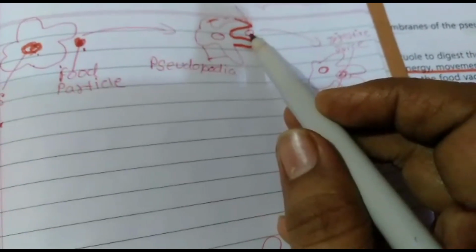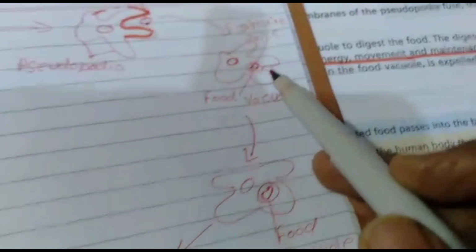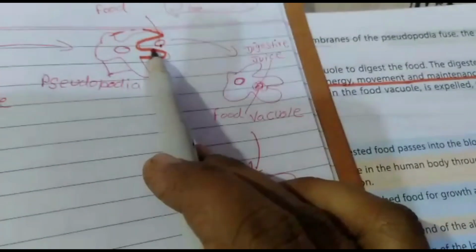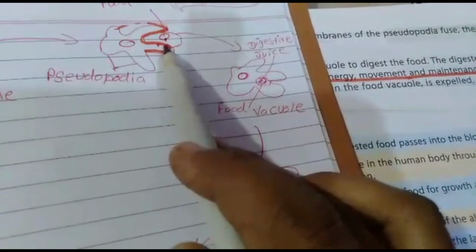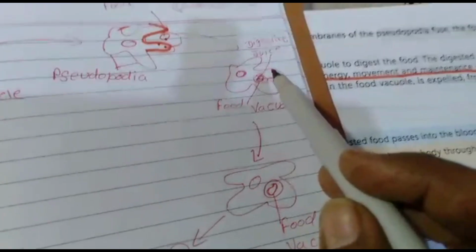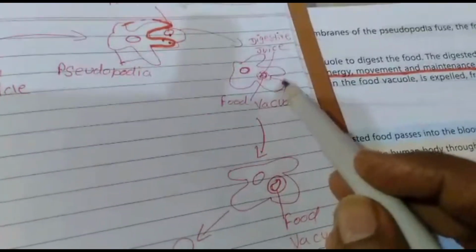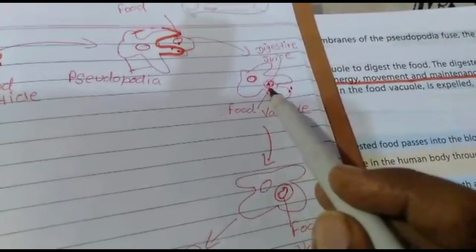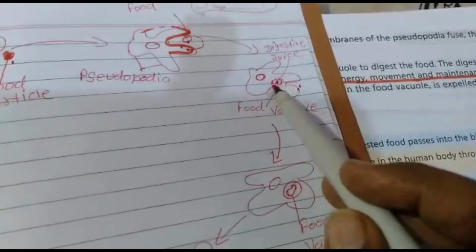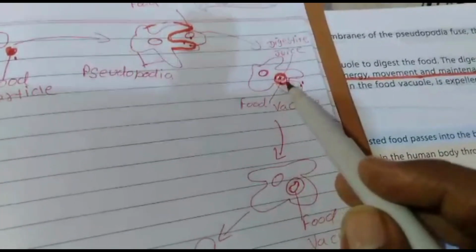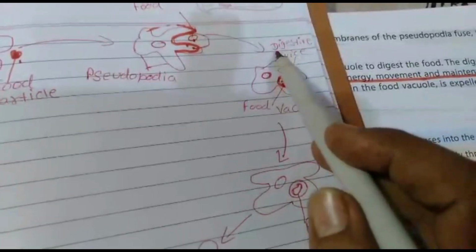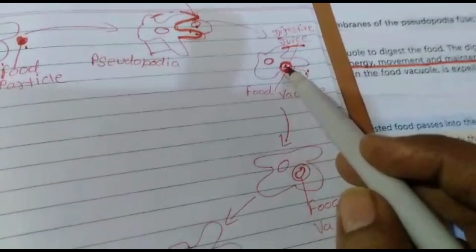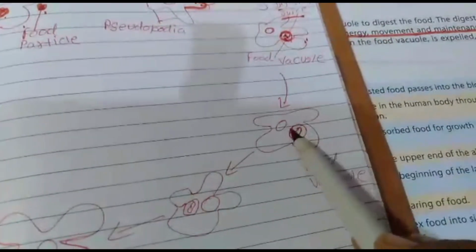This is the food. And now in the next step, see, the pseudopodia is surrounding the food. And in this third step, you will see that food has entered inside the body of the amoeba. When it enters the food vacuole inside the body of the amoeba, then the food vacuole starts secreting digestive juice, where the digestion will take place. See here, the food vacuole is here.